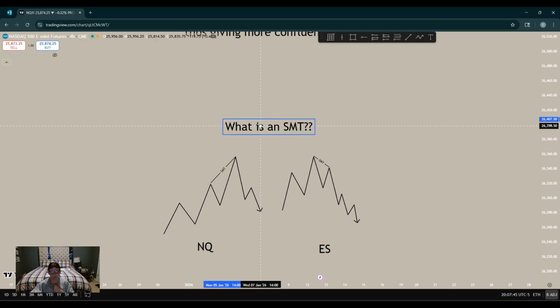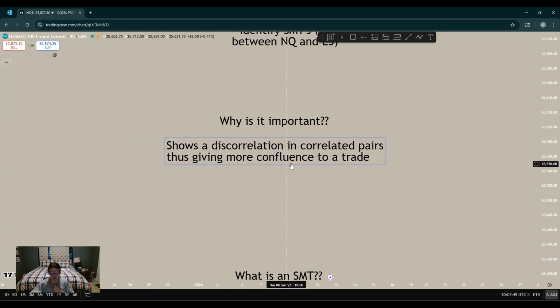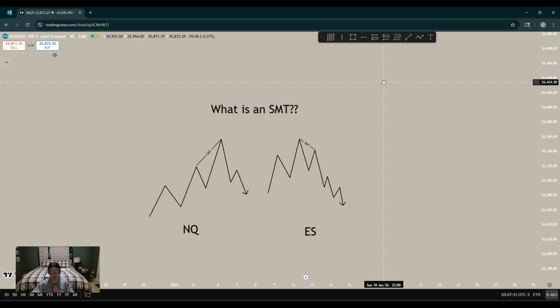So an SMT is, well, why is it important? It is a discorrelation in correlated pairs, thus giving more confluence to a trade. If you can see here, we have a high, low, high, higher high, lower low, and then we make another higher high. And we have an SMT at these highs. An SMT is always going to occur at highs and lows. It's going to occur between a swing high and another swing high, or a swing low and another swing low. In this case, it's swing highs.